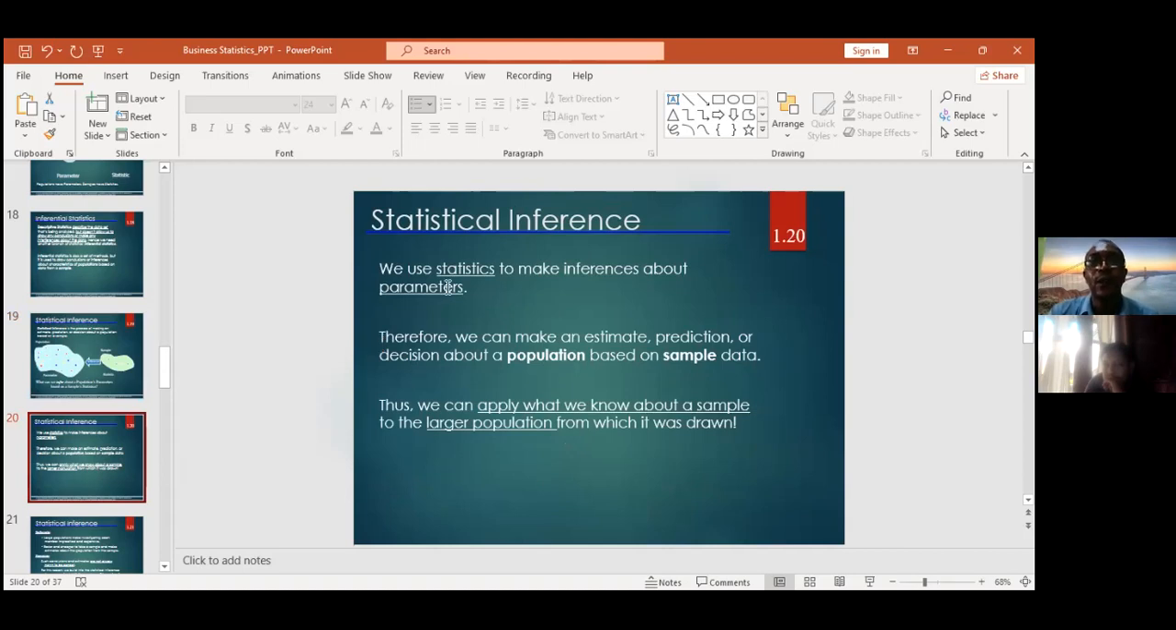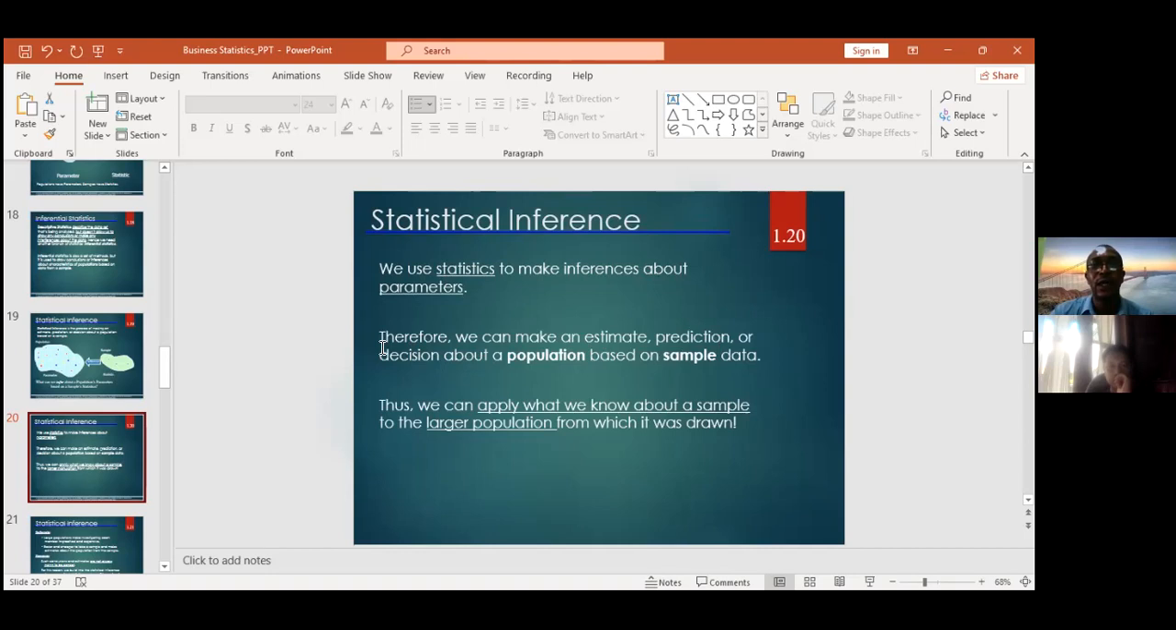So generally, we use statistics to make inferences about parameter. Remember, parameter is linked to the population. Statistics is linked to the sample. So we use statistics to make inferences about the parameter. Therefore, we can make an estimate, that is prediction or decision about a population based on sample data.